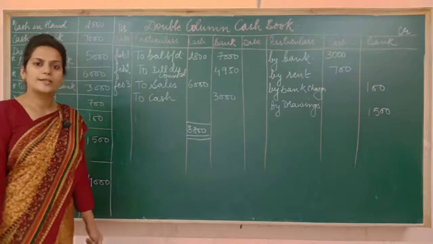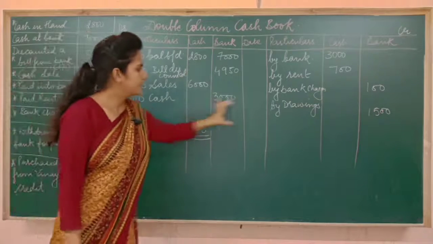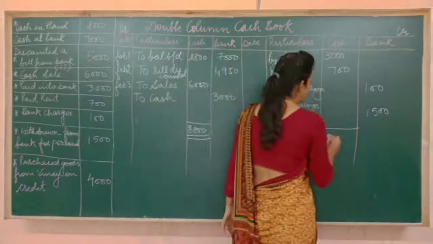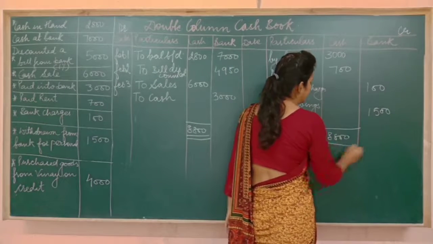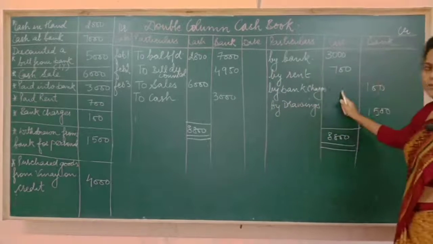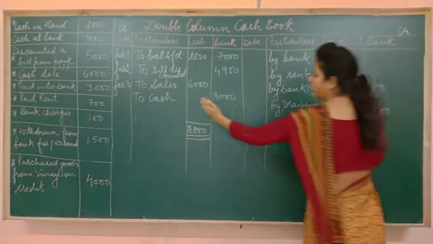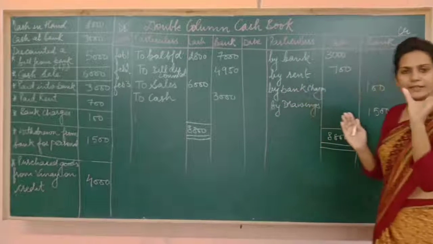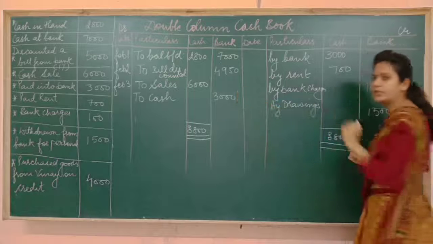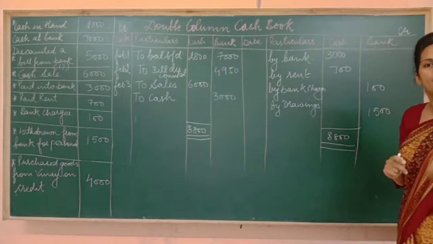You know how balancing is done? The total of the greater side is to be written on both the sides. So here debit side is greater. So I am writing here 8800. Now debit side is greater than credit. So now to make them balance, I have to write some amount on the credit side so that it becomes equal to the debit side. This is known as balancing.